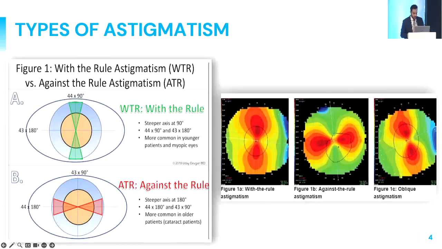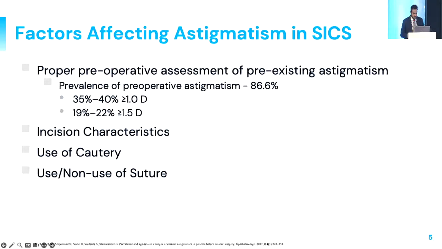of vision. Coming to the basics, against the rule astigmatism is the one that we deal with in cataract patients and in older patients. So we'll deal with that. What are the factors affecting astigmatism in SICS? They are mainly incision characteristics, the use of cautery, and the use or non-use of suture. We'll deal with all the other factors individually.